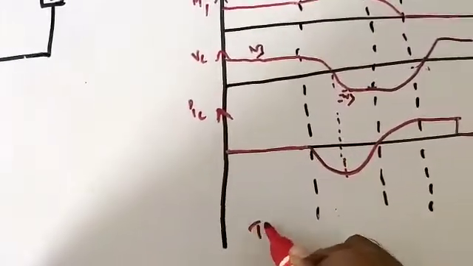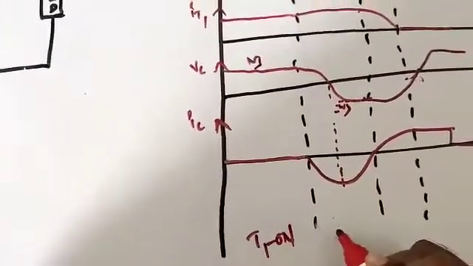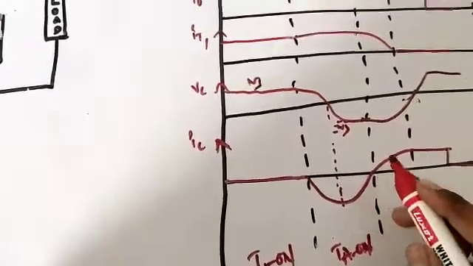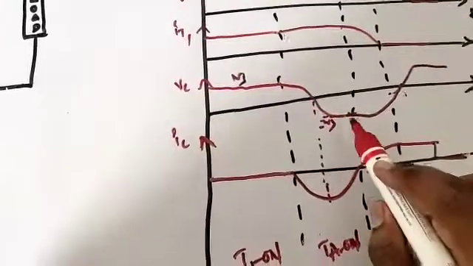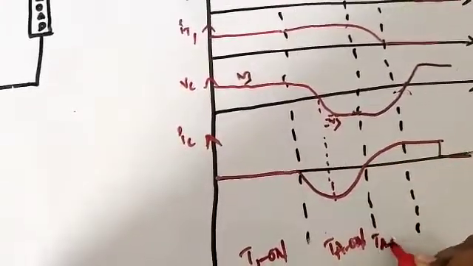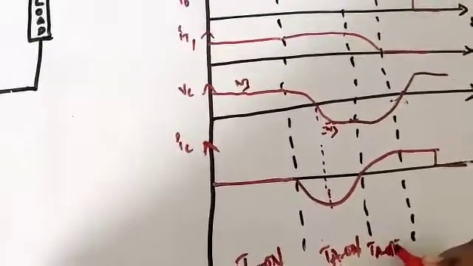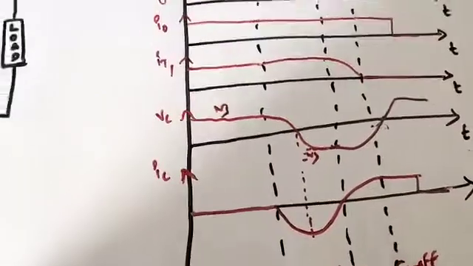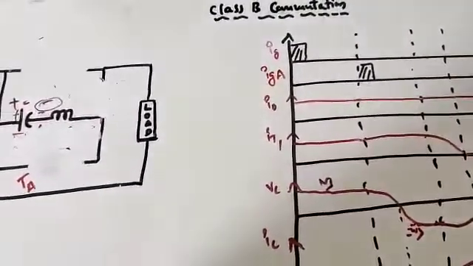At this particular condition, T1 is in on position, and TA is in on position. As it is reaching towards negative maximum, definitely TA is going to be off over here, right? And here T1 is going to be off, right? So this is all about class B commutation.